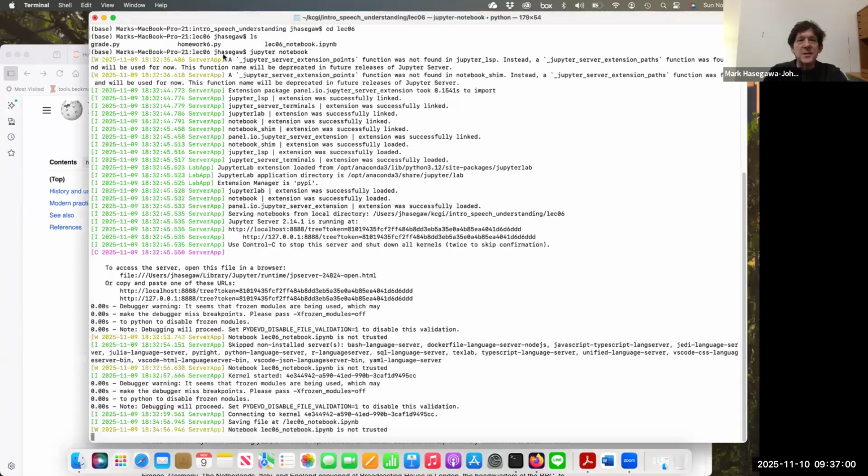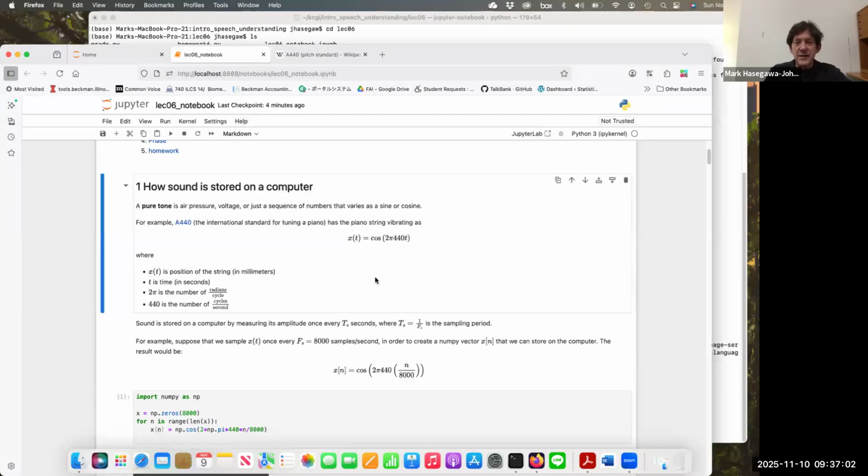All right, let's go back to what we were working on this time. So sound is stored on a computer by storing those air pressures. Right? The pressure in the air is changing 440 times per second. 440 times per second means that it goes 2 pi radians, that's the angle, 440 times every second.